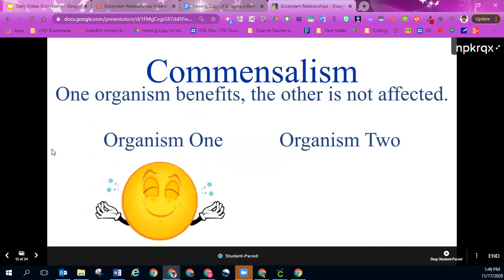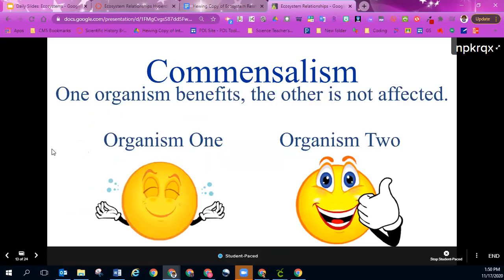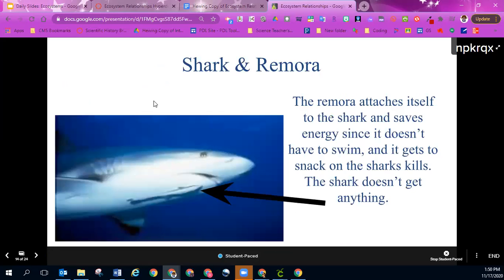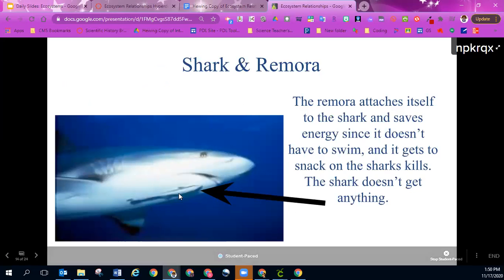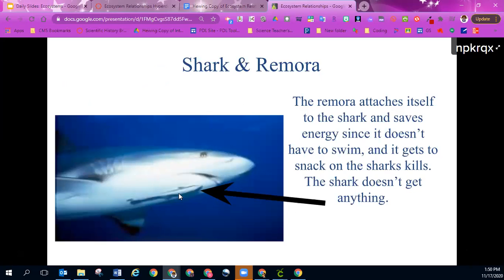Next, we have commensalism. This is where one organism is going to benefit and the other one is not going to be affected at all. Our example with this one is a shark and a remora. The remora is going to attach itself to the shark. It's going to save energy because it doesn't really have to swim. It just catches a free ride. And then when the shark eats, the remora also eats what the shark doesn't eat, but it is not harming the shark.